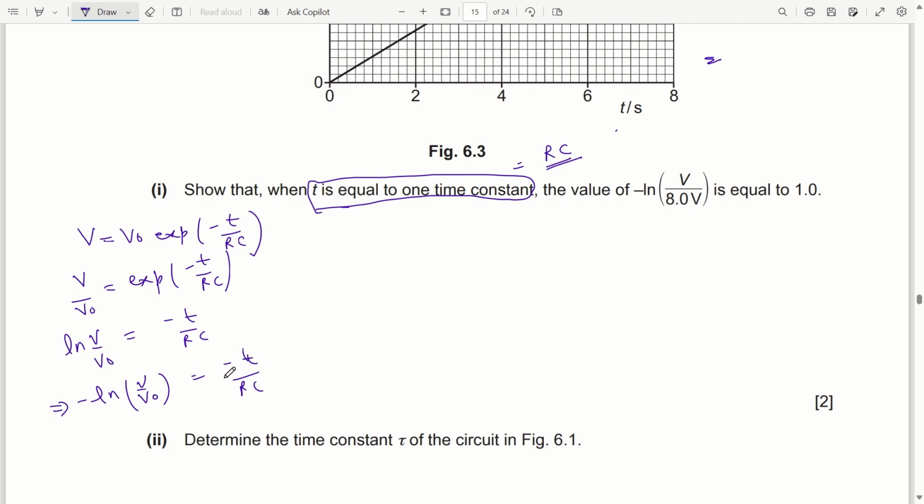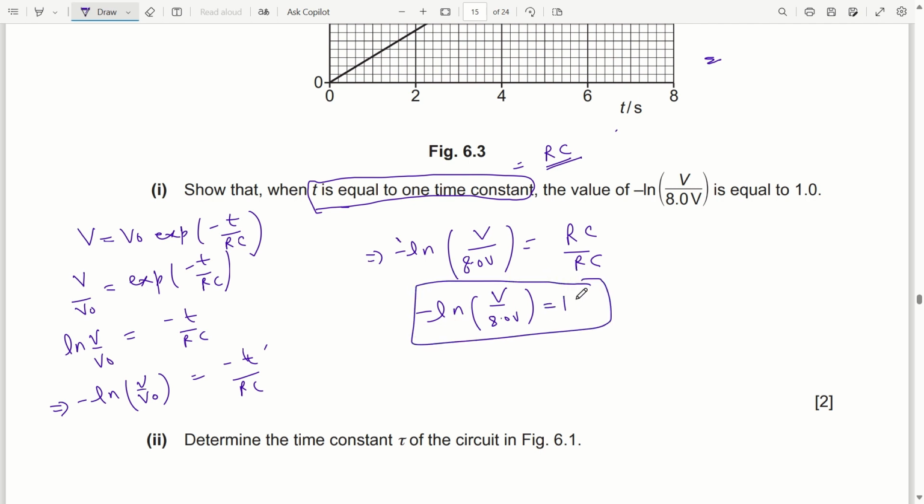Now here V naught, that is the maximum or peak voltage, is 8 volts. So we can write minus of log natural V by 8.0 volt is equal to t by RC, and t is equal to RC itself, so it will be RC by RC. So minus log natural V by 8.0 volt is equal to 1.0. This we needed to prove. We will not write the minus sign because the negative sign I have already shifted here. Now move on to the second question.